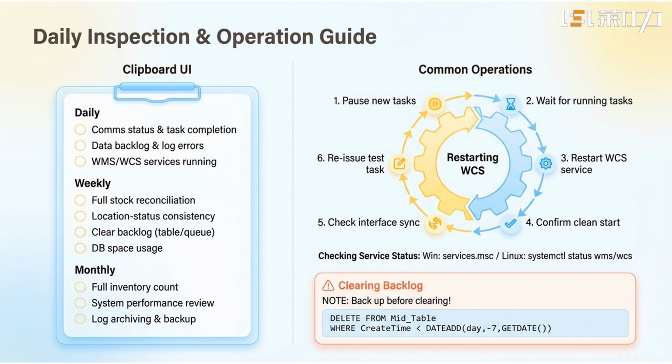On the right are common operations. For instance, restarting the WCS service has steps. First, ask operators to pause new tasks, wait for running tasks to finish, then restart, then confirm recovery. Always back up before clearing backlog data. That's important. To check service status, use services.msc on Windows and system call status on Linux. Maintenance engineers should be fluent in these operations.